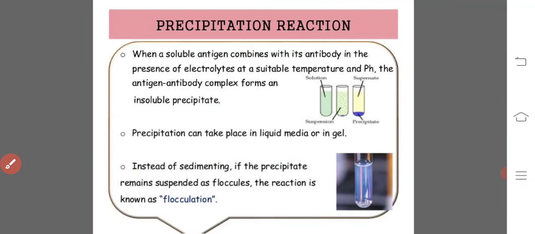So here we are observing the precipitation reaction when the soluble antigen combines with its antibody in the presence of electrolytes at a suitable temperature and pH. The antigen-antibody complex forms an insoluble precipitate. Precipitation can take place in liquid media or in gel. Instead of sedimenting, if the precipitate remains suspended as floccules, the reaction is known as the flocculation.